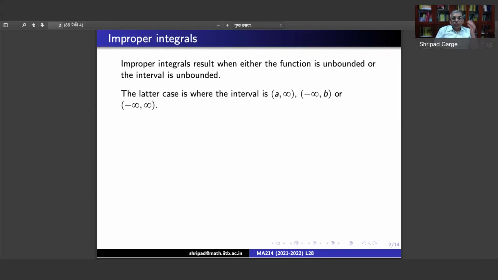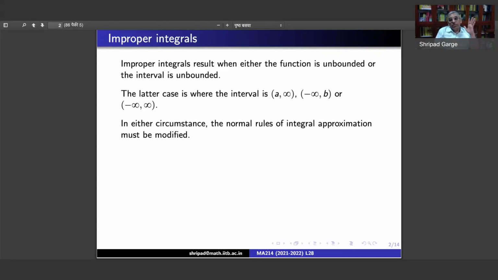In the latter case, when the interval is unbounded, you may have some real number a, and then the interval may be (a, infinity) or [a, infinity). The other possibility is that you have a real number b as the right endpoint and minus infinity as the left endpoint, so (minus infinity, b) or (minus infinity, b], or you may have the whole real line, minus infinity to infinity. So these are the possibilities.